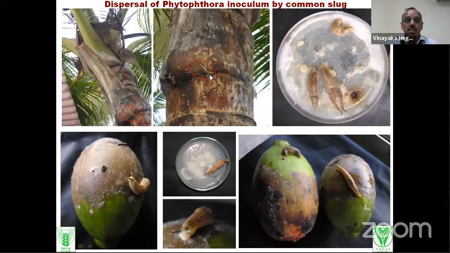This is a slug species which we have studied. It can feed on the infected tissues. You can see in the rainy season, it will be seen on the coconut trunk, climbing and going. So this is one of the carriers of the inoculum from an infected tree to other trees. We have checked in the laboratory also, and it can feed on Phytophthora cultures. So it is a voracious feeder on Phytophthora, and the fecal matter contains spores of this Phytophthora and can induce the disease.